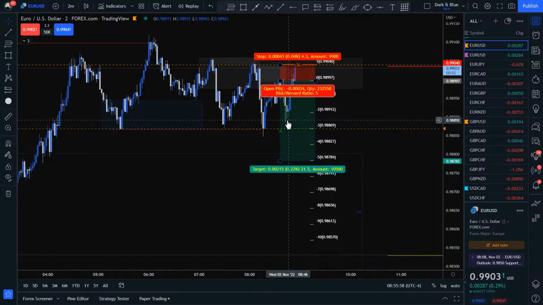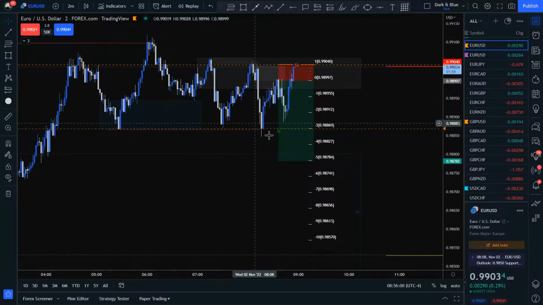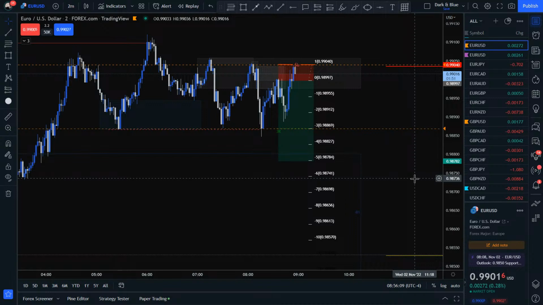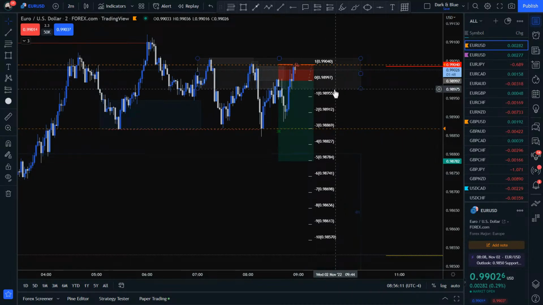Doggone it. It came so close, but it reacted to this demand zone. That's all right. This zone was worth a shot. But listen, I want to show you this.